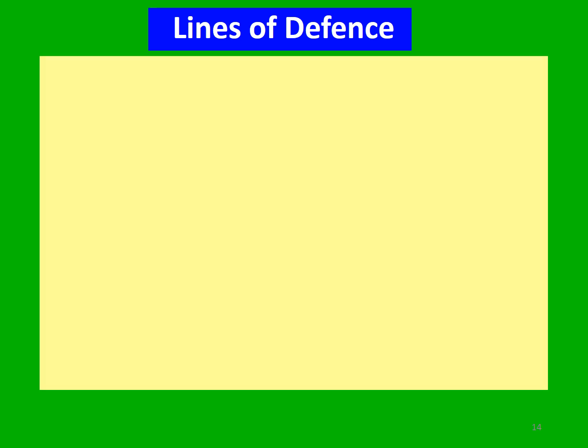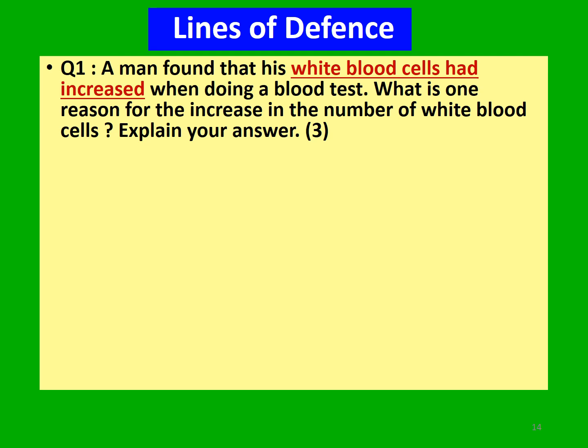Let's discuss an interesting HOTS question related to the lines of defense. Question 1. A man found that his white blood cells had increased when doing a blood test. What is one reason for the increase in the number of white blood cells? Explain your answer. I will give you a while to think about the answer.